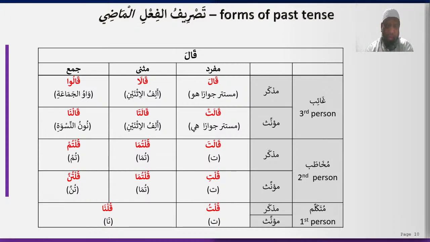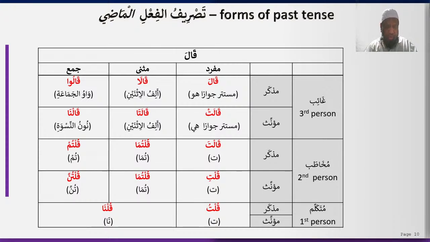قال, قال, قالوا, قالت, قالتا, قلنا. What's happening here? Because it's اجتماع ساكنين. If we change the alif to the original letter, which is waw, it will be qaf, then waw, qaw. It is difficult to pronounce, so waw demands dhamma before it.